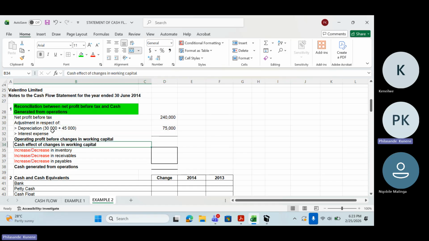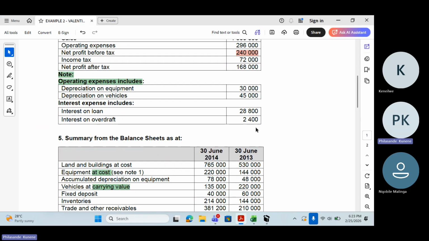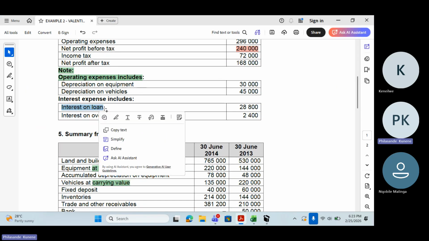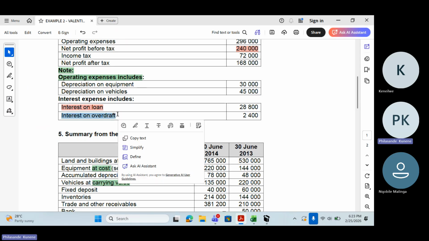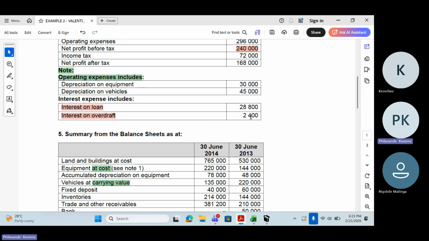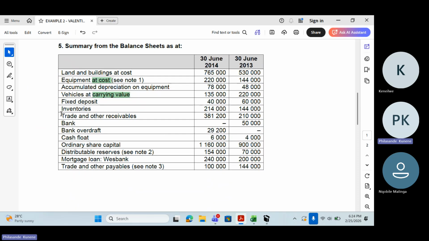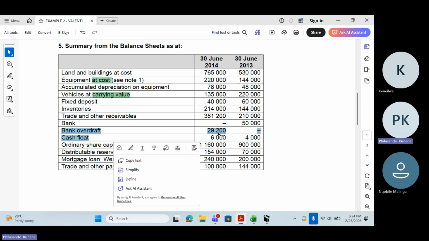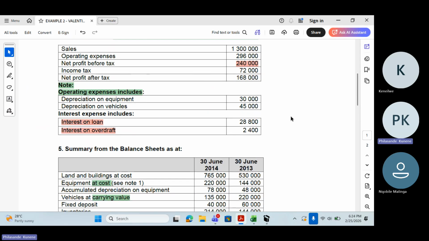Okay, then after that, we have interest expense. Let's go and see the interest expense that they gave us here. We have interest on loan, and then we have the interest on overdraft. They split the two as well here. 28,800, and 2,400 comes from the overdraft. I think you noticed from our balance sheet that we have a bank overdraft. So they charged us interest on the bank overdraft.